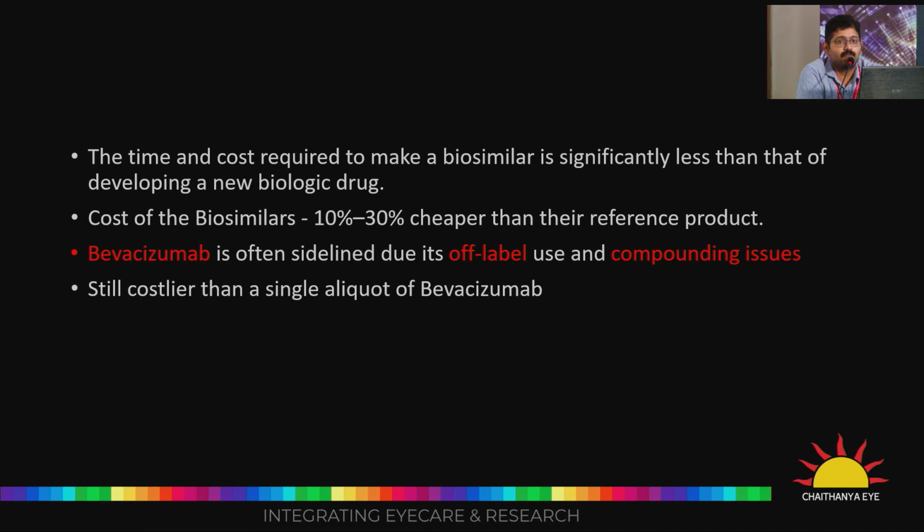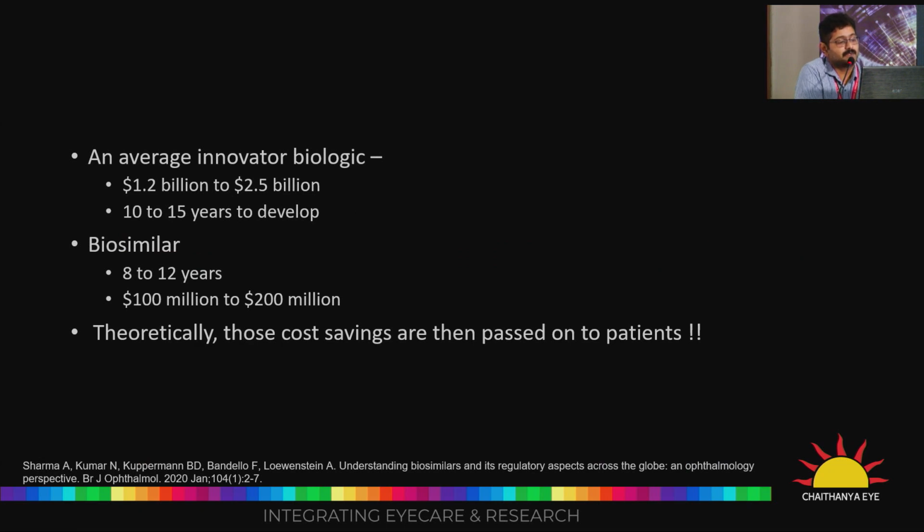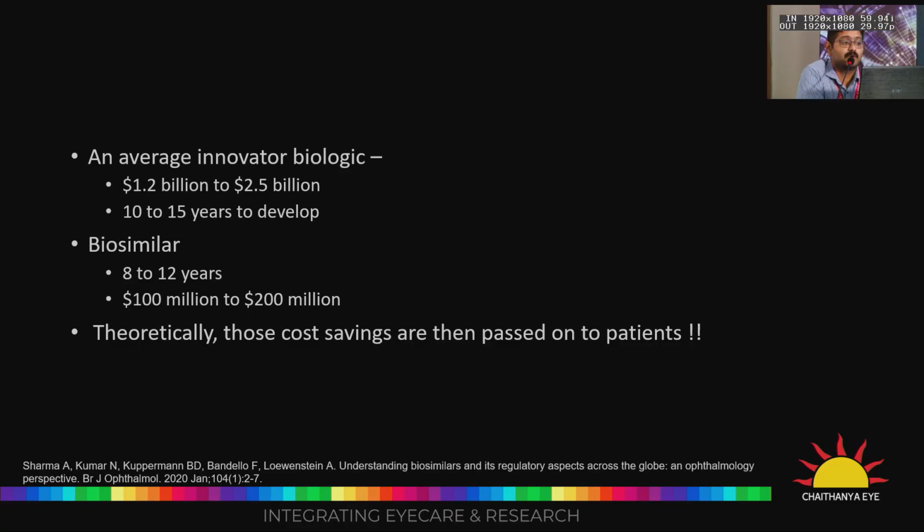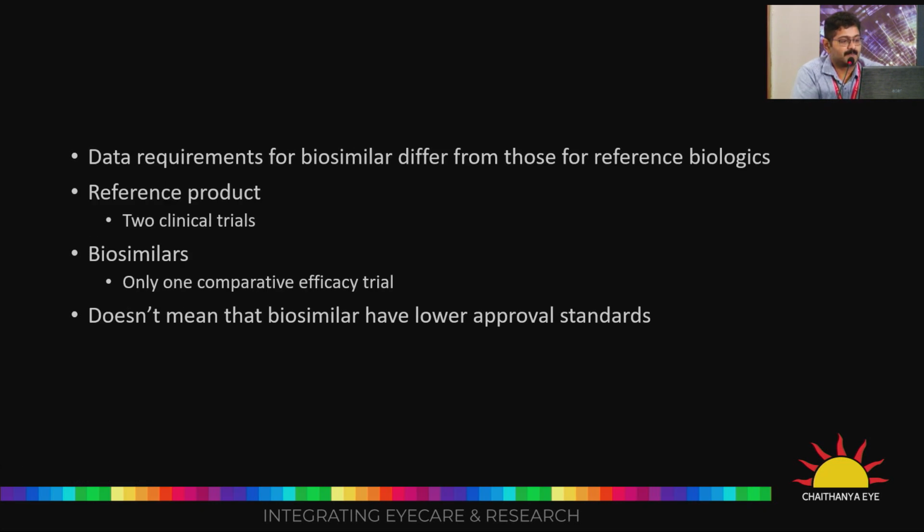But the reason for the development of biosimilars is basically because bevacizumab has often been sidelined due to its off-label use and compounding issues. But if you look at it, the cost of a biosimilar in the market today is still costlier than a single aliquot of bevacizumab. An average innovator biologic takes about 10 to 15 years to develop, whereas a biosimilar requires only 8 to 12 years, and the cost is a measly $100 to $200 million. So theoretically, this cost saving is then passed on to the patients.